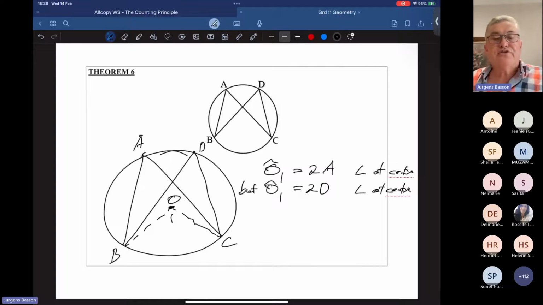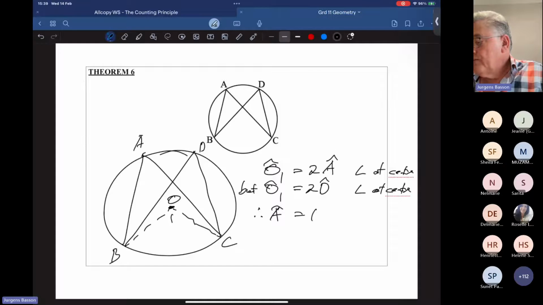So I think from those two steps, if this angle is twice that one, and this angle is twice that one, I think you can agree with me that angle A will be equal to angle D. And with that, we proved the angles in the same segment equal.